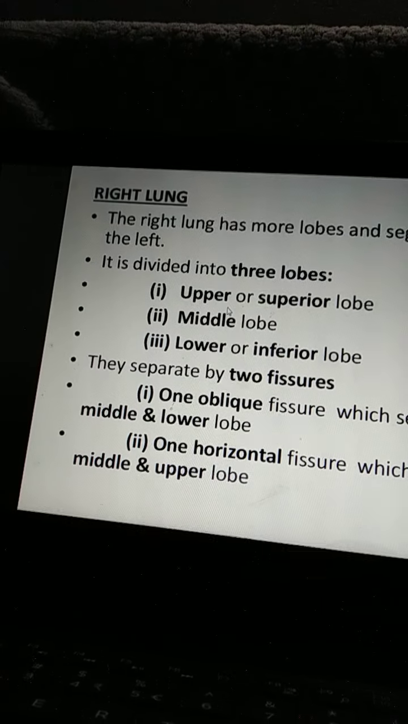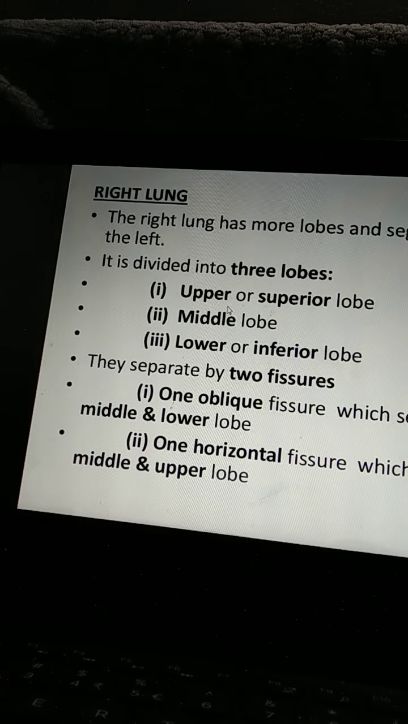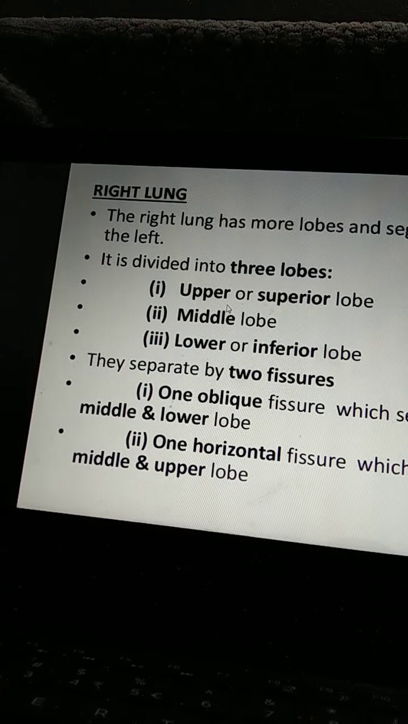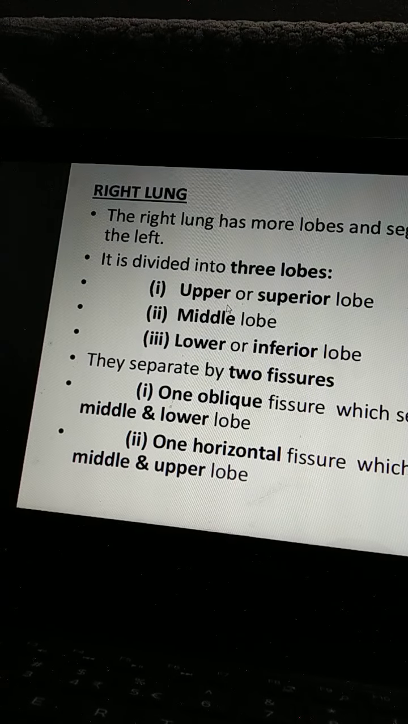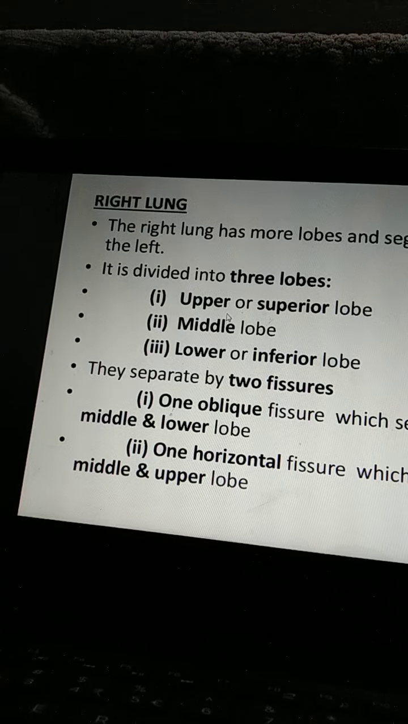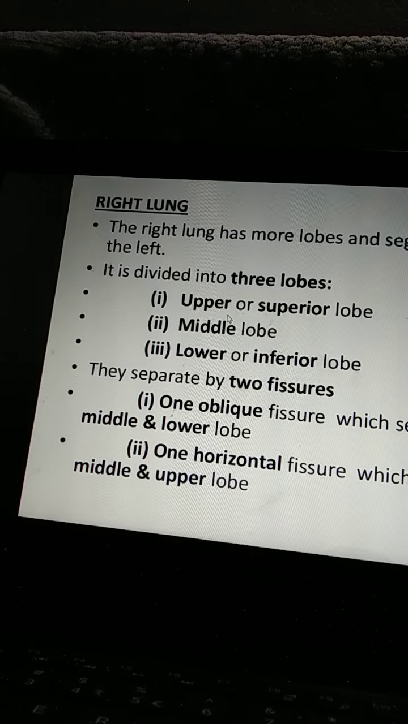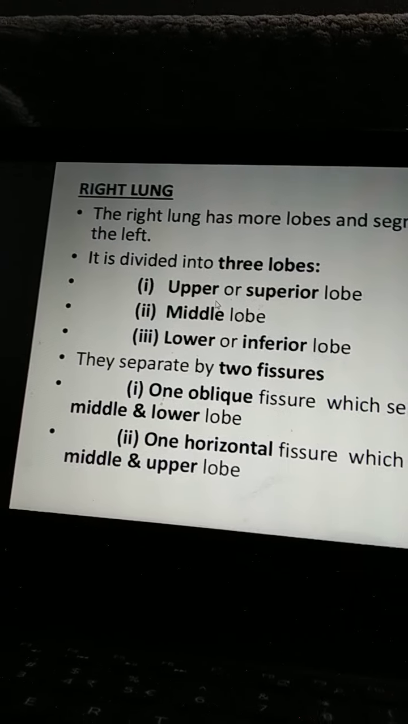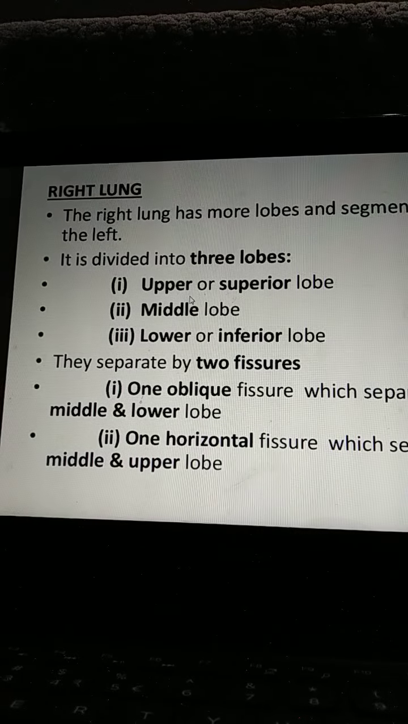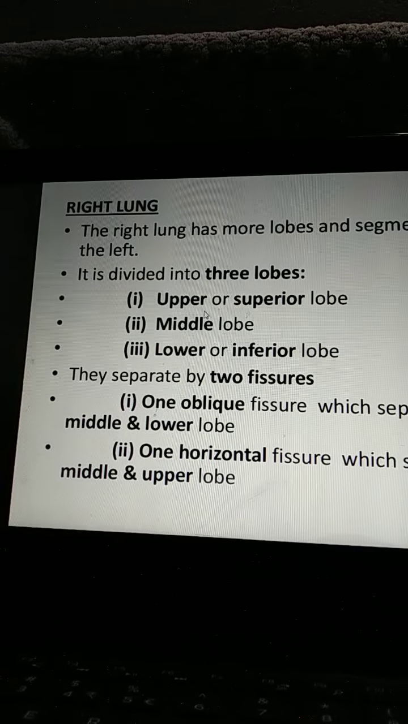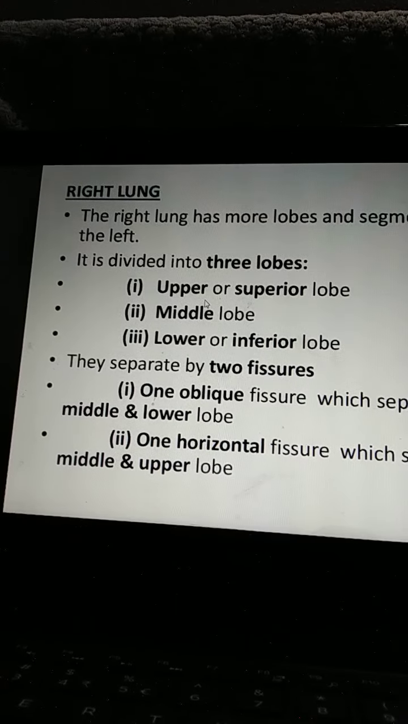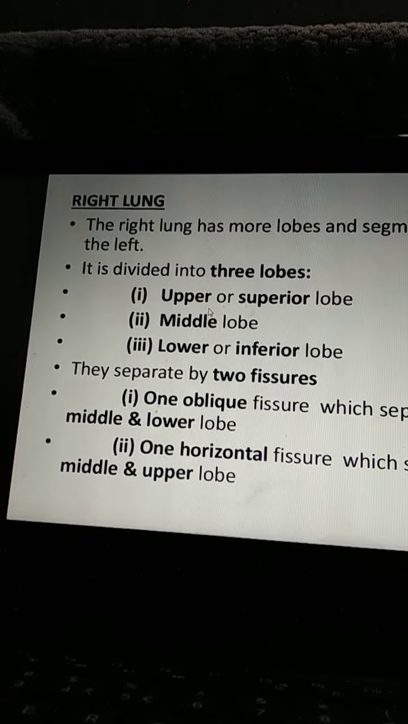This is about the lungs. Coming to the right lung, it consists of three lobes: upper, middle and lower, or superior, middle and inferior. Three lobes are separated by two fissures. Here you have the oblique fissure and the horizontal fissure, totally two fissures. The oblique fissure separates the middle and the lower lobe, and the horizontal fissure separates the upper and the middle lobe.